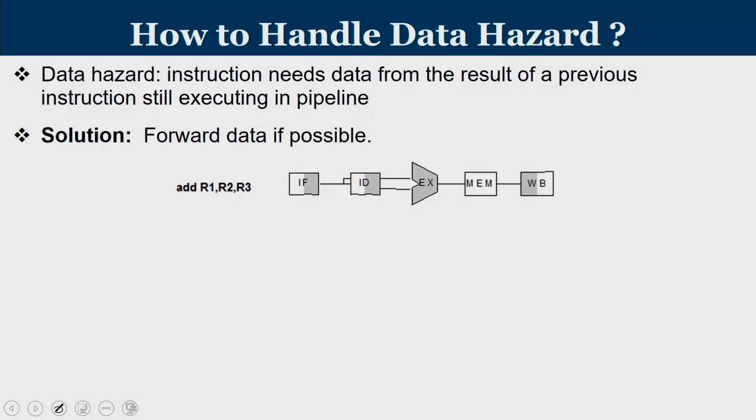Now, how do we handle a data hazard? We know that a data hazard is a scenario where an instruction needs data from the result of a previous instruction still executing in the pipeline. So, the solution that is proposed is data forwarding.